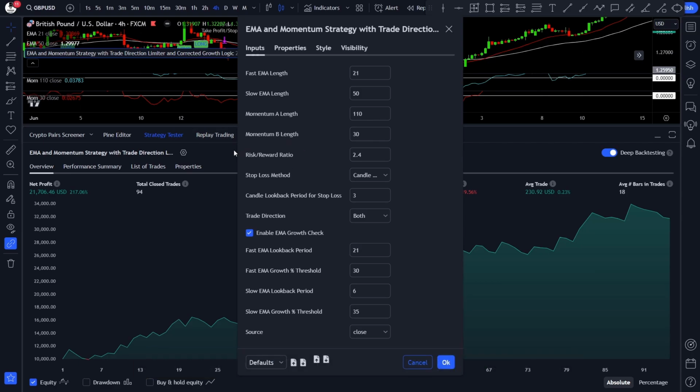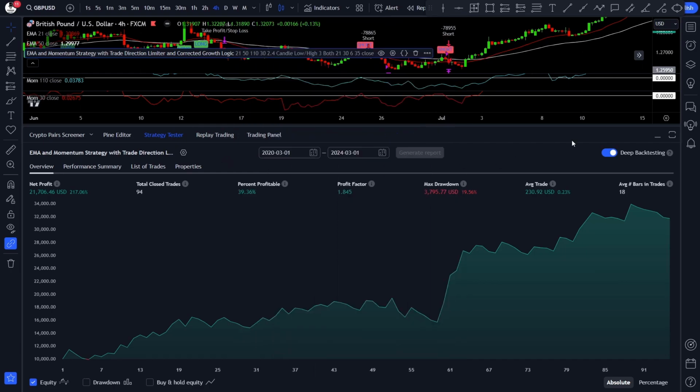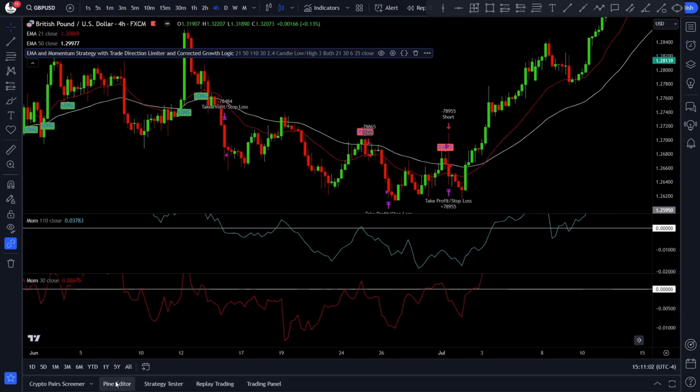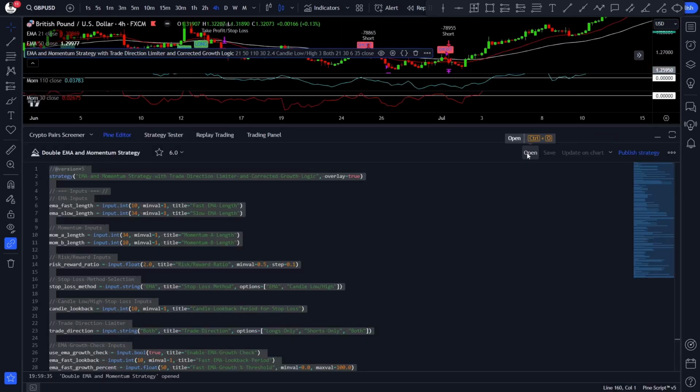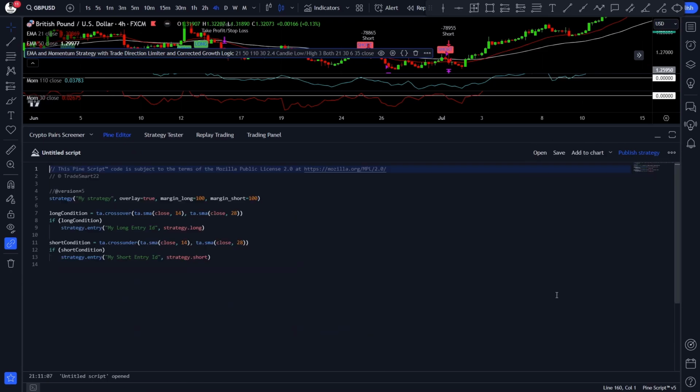If you don't know how to add it to your chart, let me show you. So once you got the script, just open up the Pine editor, click on Open, then New Strategy, highlight everything here, and paste the strategy code right there. Finally, you have to click on the Add to Chart button.